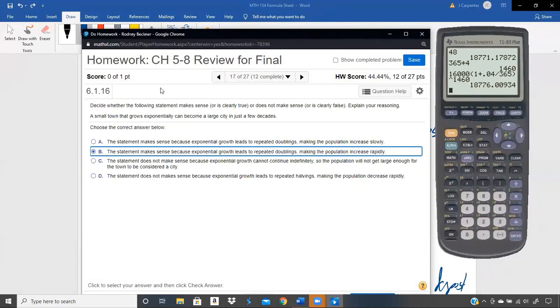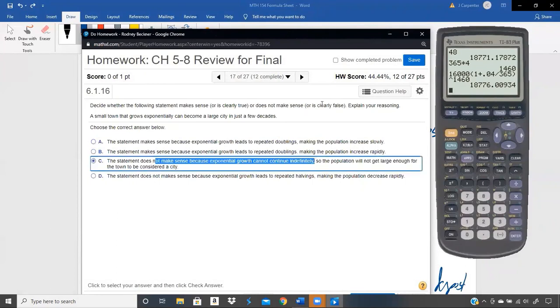So C has some stuff that makes sense that I've tried to hammer out to y'all over and over, that exponential growth, especially with population dynamics, doesn't continue forever. It eventually flattens out for basically population cap reasons, that we're going to run out of room. But if you're a small town, are you going to run out of room that quick? I don't know. So C has got some sense to it, but I don't know if that's what they're looking for. It can't grow indefinitely, so the population will not get large enough for the town to be considered a city. It's got a part that makes sense, but I think a town could certainly turn into a city over time. Between B and C right now, I think.